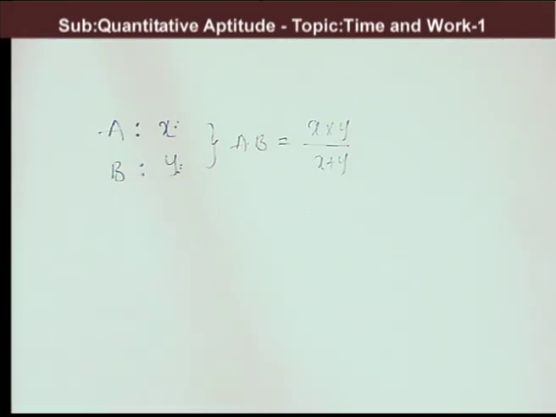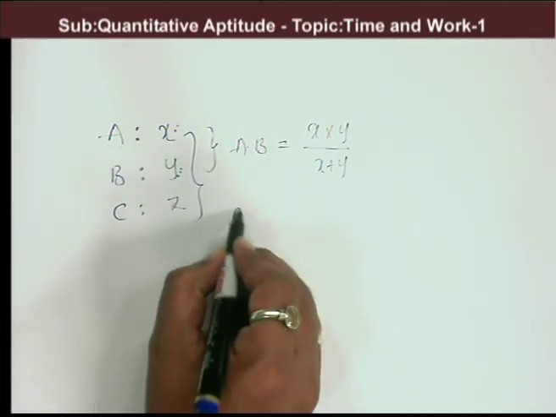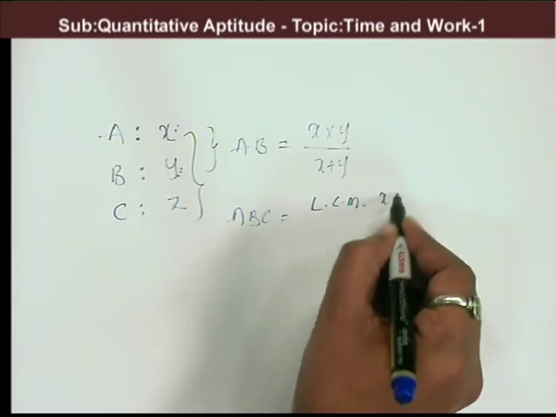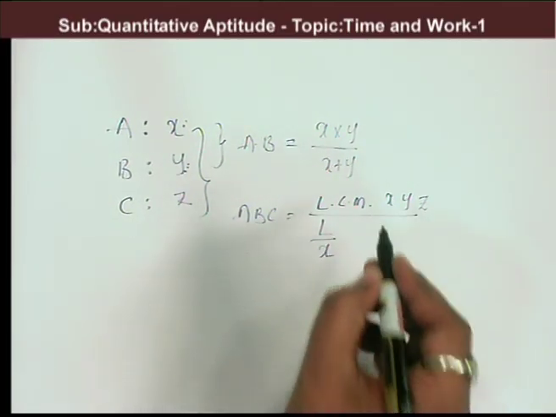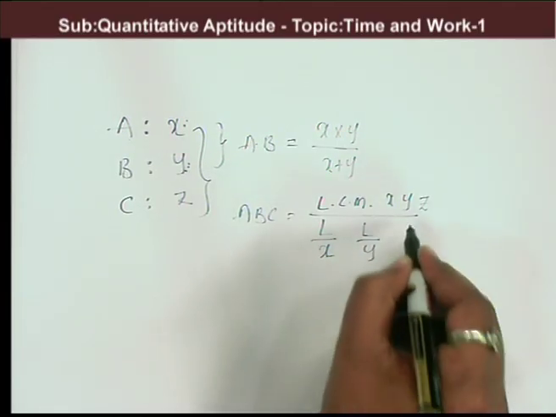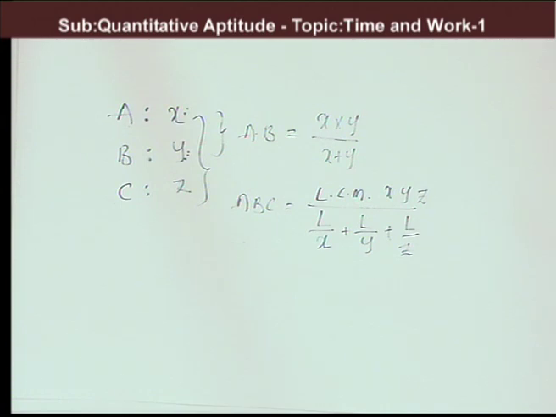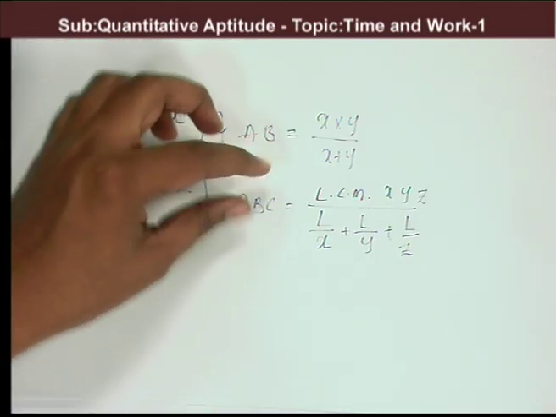If three men are working together, and C can complete the work in z days, then for A, B, C all working together you have to consider the LCM of x, y, z. In the numerator we take the LCM, and in the denominator we take LCM by x, LCM by y, and LCM by z. This is for A, B, C working together.